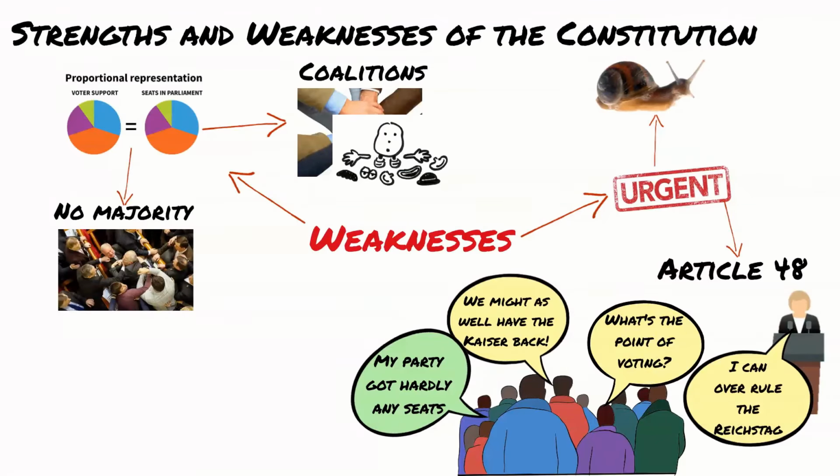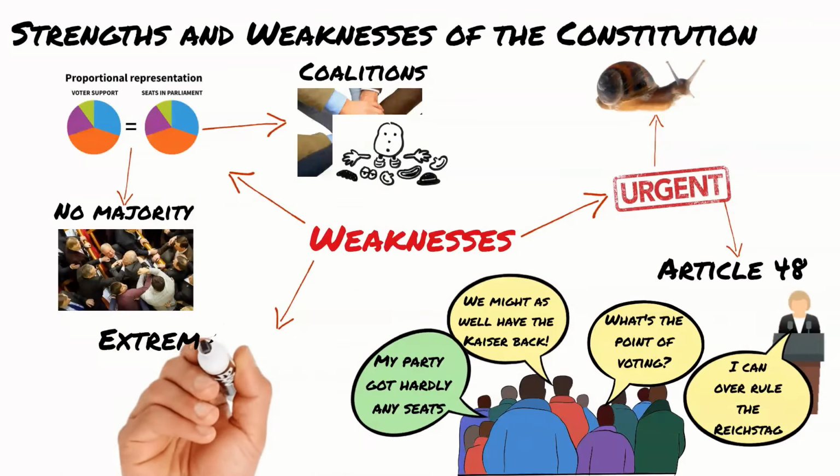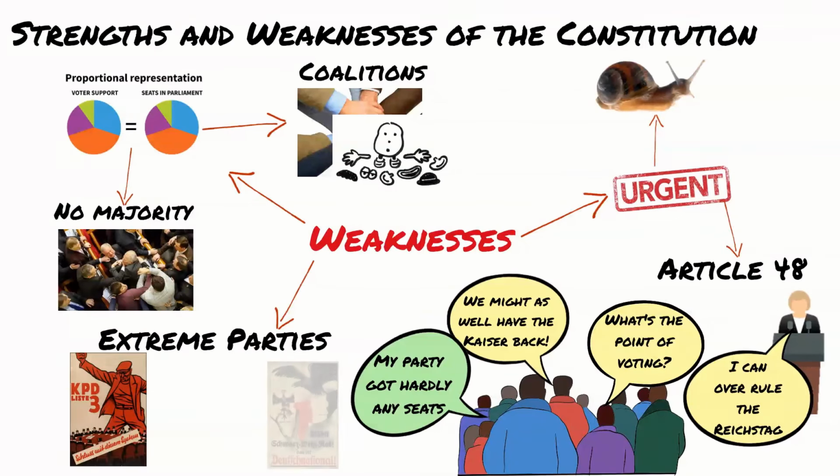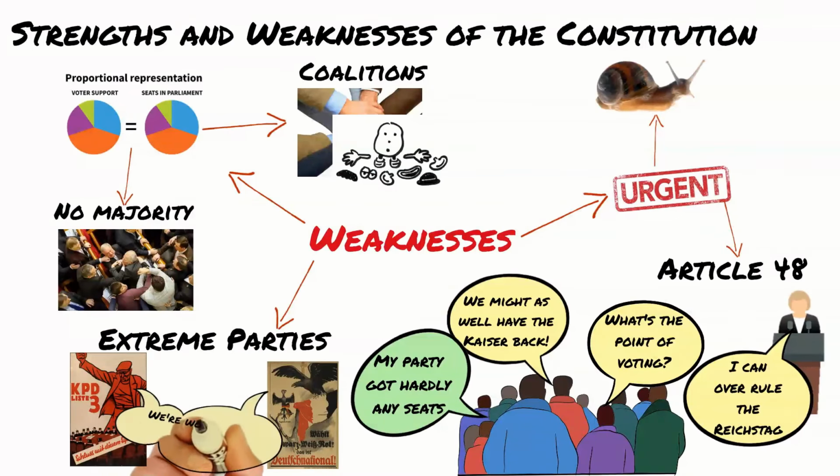The way the seats were allocated also meant that extreme parties such as communist and nationalist parties had a say in the Reichstag. These parties opposed the democracy and the Weimar Republic in particular, meaning they were trying to undermine the parliament all the time.